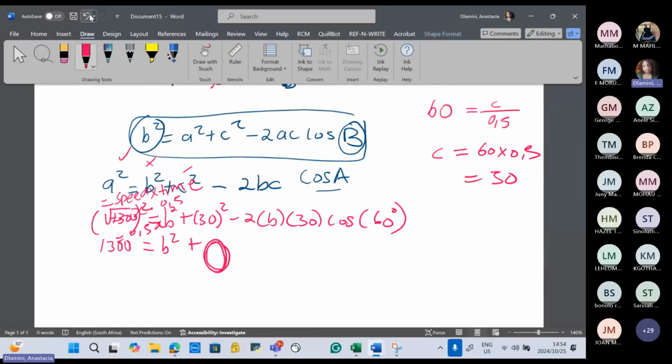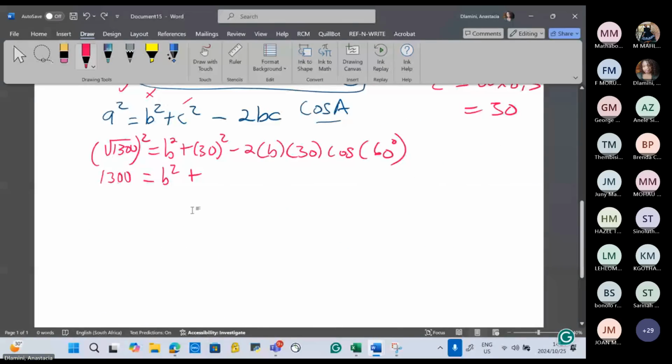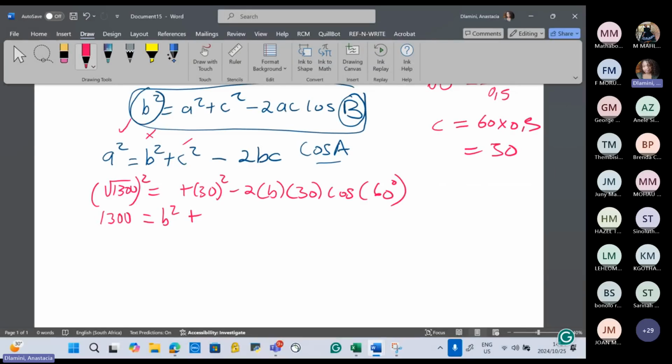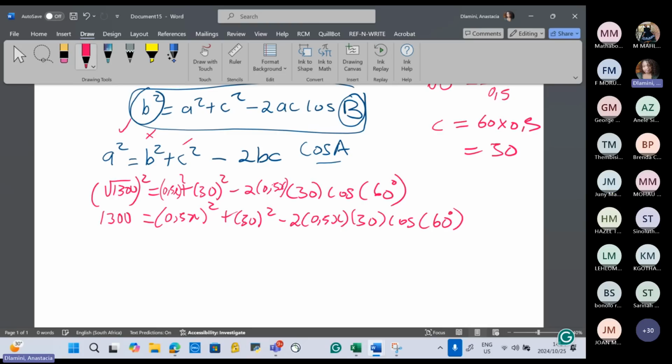Okay, let's do this. Let's go here and erase. So we know that this is 0.5x, and here as well it'll be 0.5x. So 0.5x squared plus 30. Is there a question? It's not squared, there is no square after the negative. Thank you.